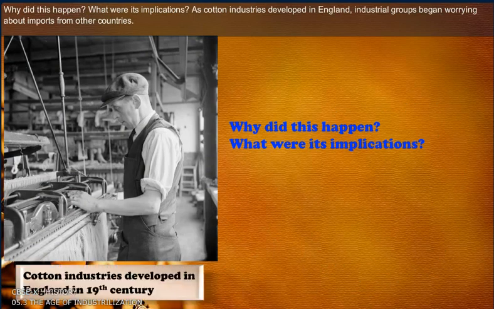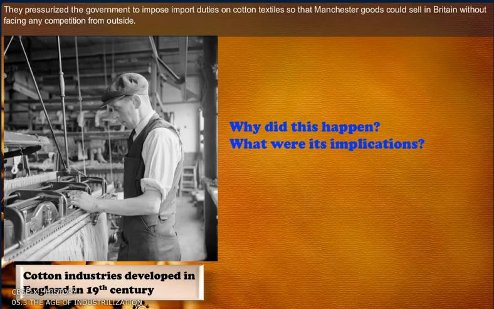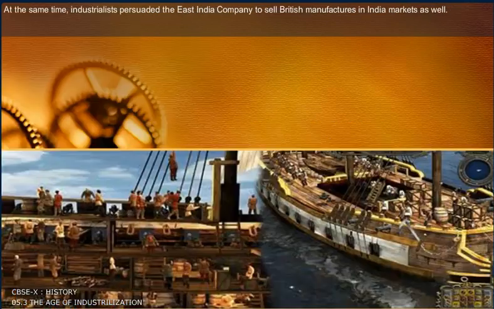As cotton industries developed in England, industrial groups began worrying about imports from other countries. They pressurized the government to impose import duties on cotton textiles so that Manchester goods could sell in Britain without facing any competition from outside. At the same time, industrialists persuaded the East India Company to sell British manufactures in Indian markets as well.